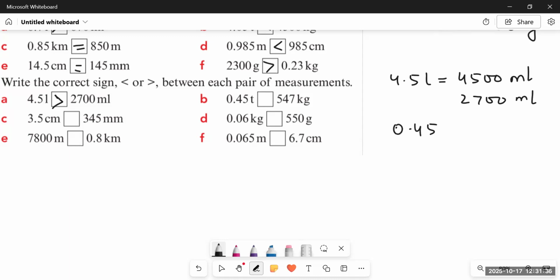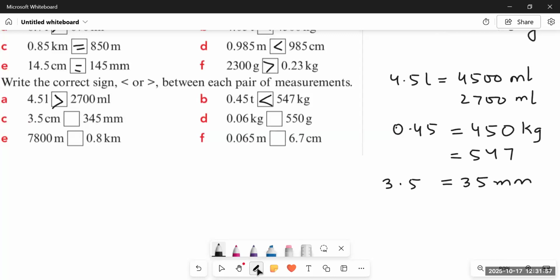Then 0.45 tons. 0.45 multiplied by 1000 is equal to 450 kilograms. So out of 450 and 547, which one is greater? 547. Next, we have 3.5 centimeters. So in millimeters, it would be 35 millimeters because 1 centimeter is equal to 10 millimeters. So it would be 35 and we have to compare it with 345. So 345 is greater.